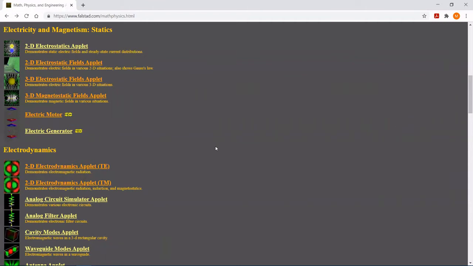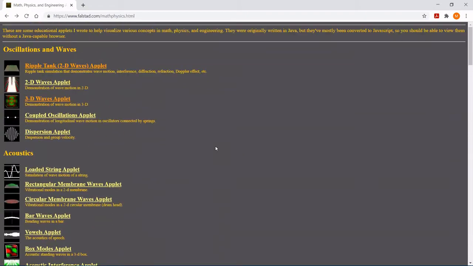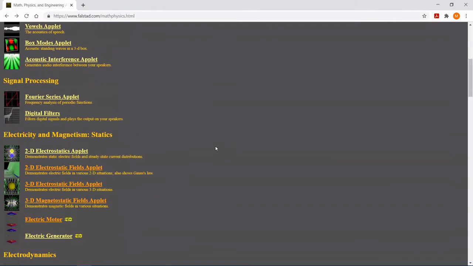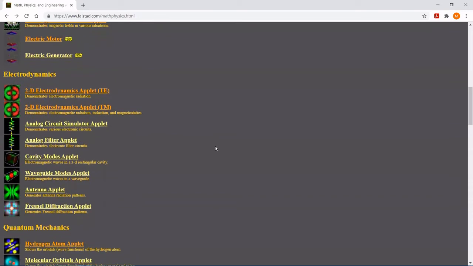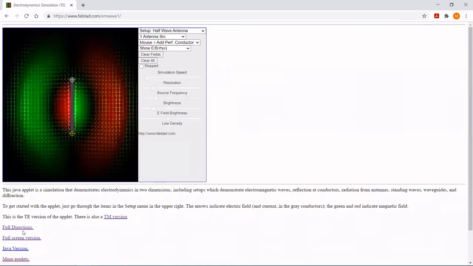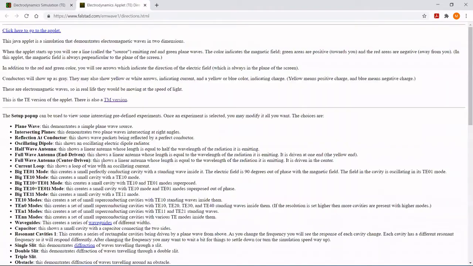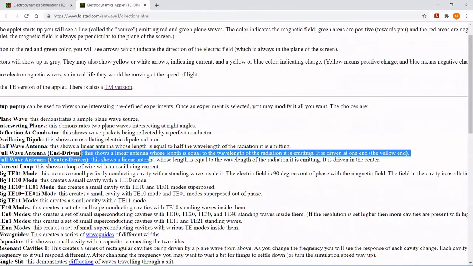Let's take a look at another simulation from the Falstad site. I'm here on the home page, well, the math and physics page of the Falstad website. I'll start with the 2D Electrodynamics Applet. This TE here, I believe TE stands for transverse electric field. Before we even mess with this, let's check out the directions. What is Mr. Falstad telling us?